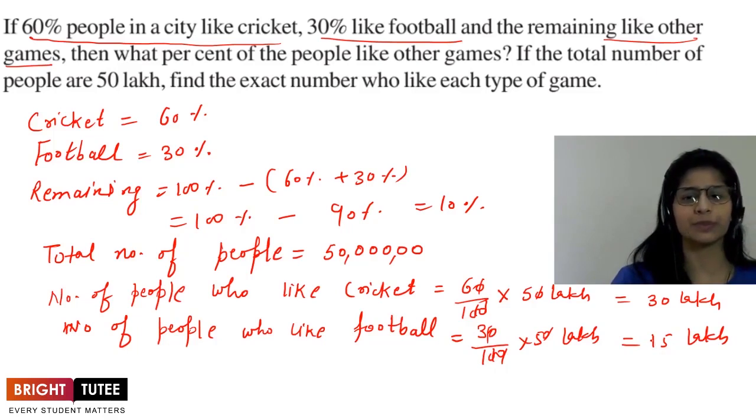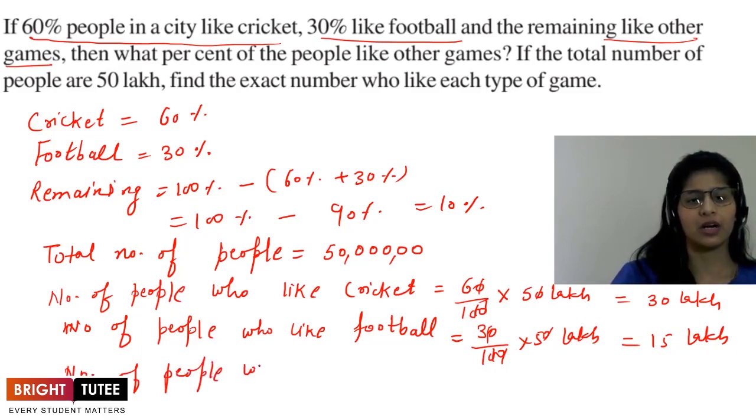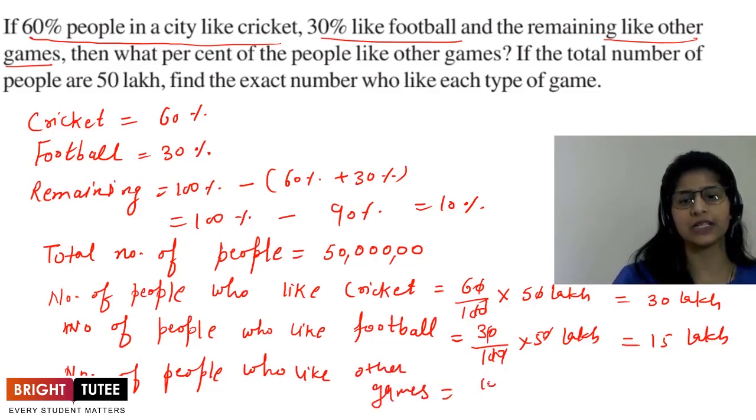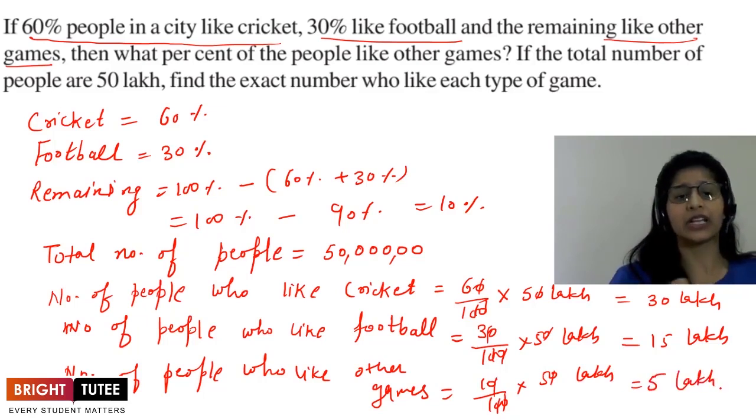Then how many people are left? 5 lakh. Also we can calculate the number of people who like other games. People who like other games are 10%. 10% of 50 lakh. Then we calculate it, cancelling the zeros, we get 5 lakh. So there are 5 lakh people who like other games. There are 30 lakh people who like cricket, and 15 lakh people who like football. Clear?